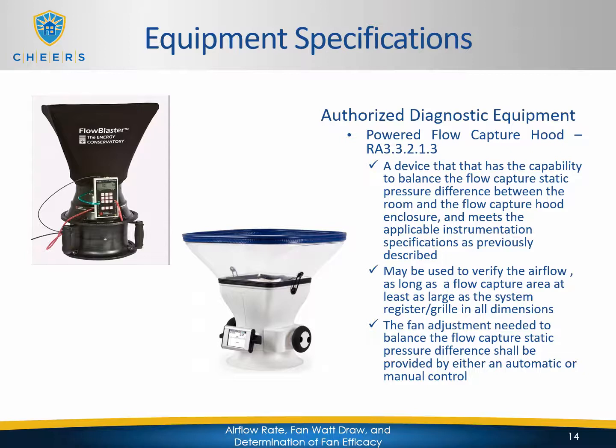The powered flow capture hood airflow measurement device is a device that has the capability to balance the flow capture static pressure difference between the room and the flow capture hood enclosure. It meets the applicable instrumentation specifications as previously described. It may be used to verify the airflow as long as it has a flow capture area at least as large as the system register grills in all dimensions, just like the traditional flow hood. The fan adjustment needed to balance the flow capture static pressure difference shall be provided by either an automatic control or a manual one as well. So as you can see in the picture on the left hand side, that is actually a duct blaster fan with the same manometer with an additional attachment piece used specifically for this particular test.